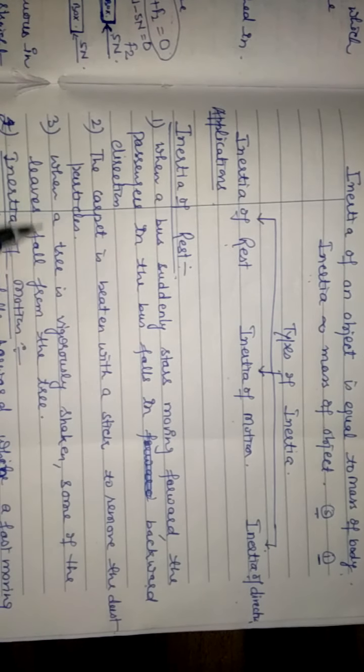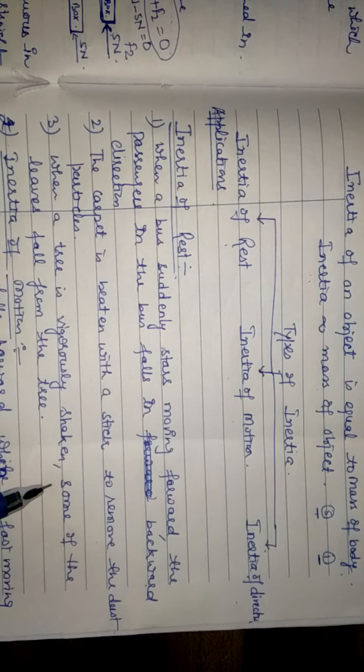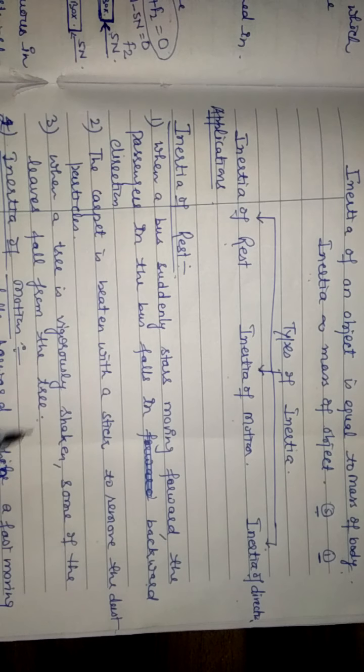Next, when a tree is vigorously shaken, some of the leaves fall from the tree. When we shake the tree, the branches come into motion, but the leaves attached to the branch are in the state of rest and want to remain at rest due to inertia of rest, so they fall down.